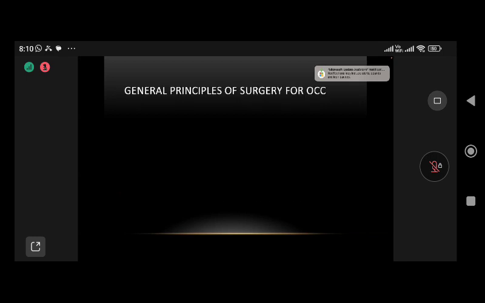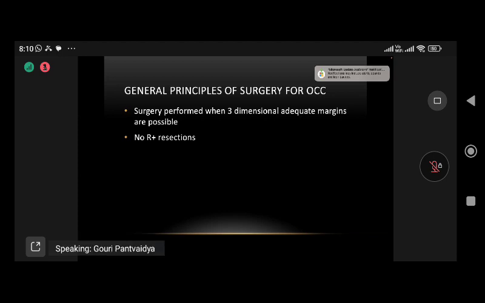Now, coming to the general principles of surgery for oral cancers. Surgery is performed when three-dimensional adequate margins are possible. So, only choose a patient for surgery when you feel that you can get good three-dimensional adequate margins. If you feel that this is going to be an R plus resection, or you are not sure of margins, then this is not a good surgical candidate. There is no role in oral cavity cancers for us to remove some tumor and then treat it with chemoradiation, to debulk tumor or give positive margins before you plan surgery itself.